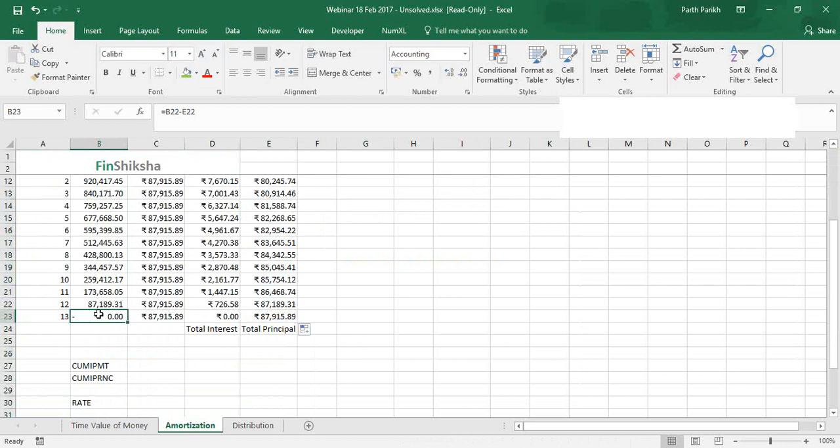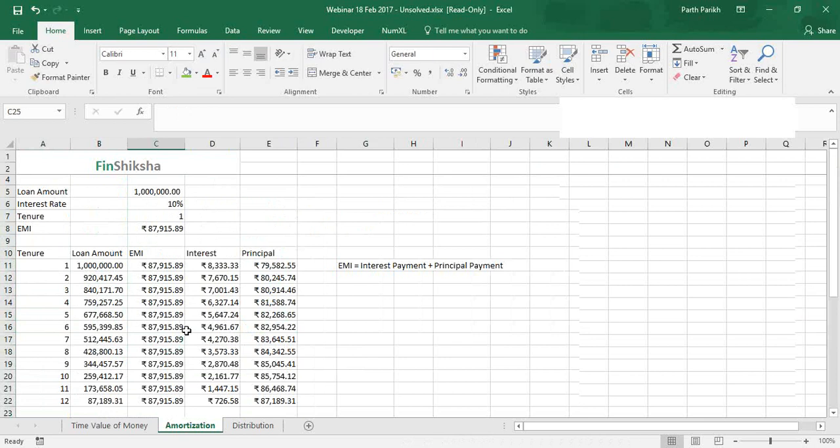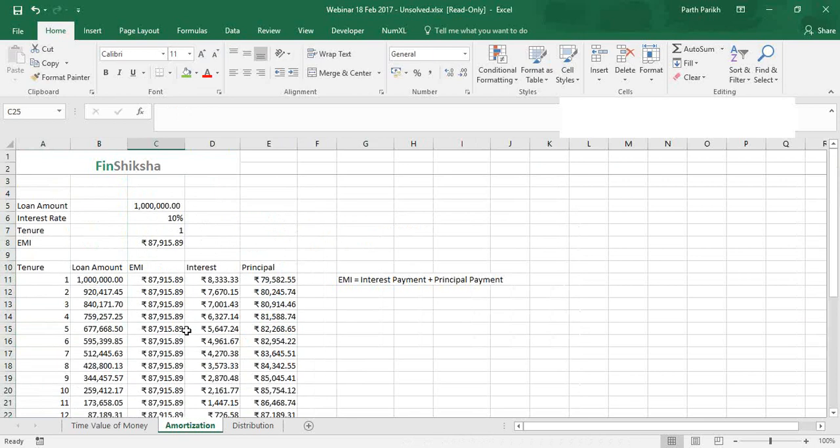So this is highly useful when you are creating an amortization schedule, either for any kind of loan or any of the exotic instruments like mortgage-backed securities or a credit default swap, where you have a monthly payment or a payment at a regular interval. You can definitely use this kind of an amortization schedule.